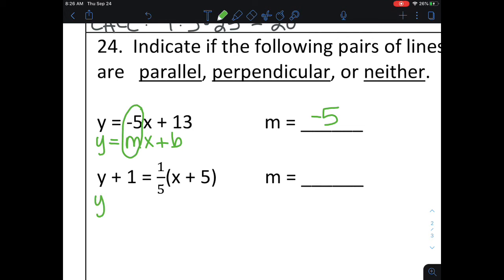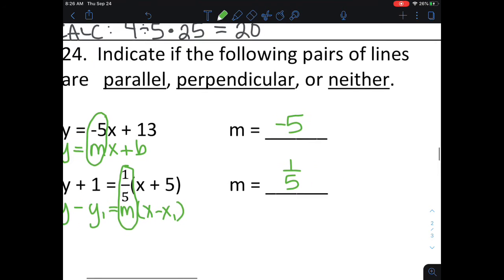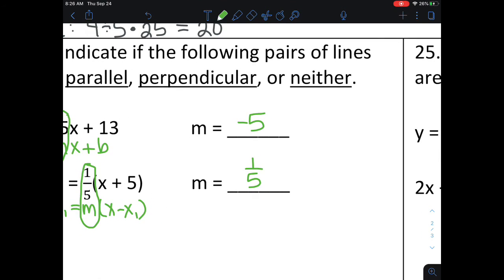All right, so let's check out the second one. This one is obviously in point-slope form, so let me write that underneath it. All right, so you can obviously see that 1/5 is the slope. Now let's take a look at the slopes and see if they're parallel, perpendicular, or neither. Don't forget, parallel are equal, perpendicular you change and flip, or flip and change. And then neither would just be neither.